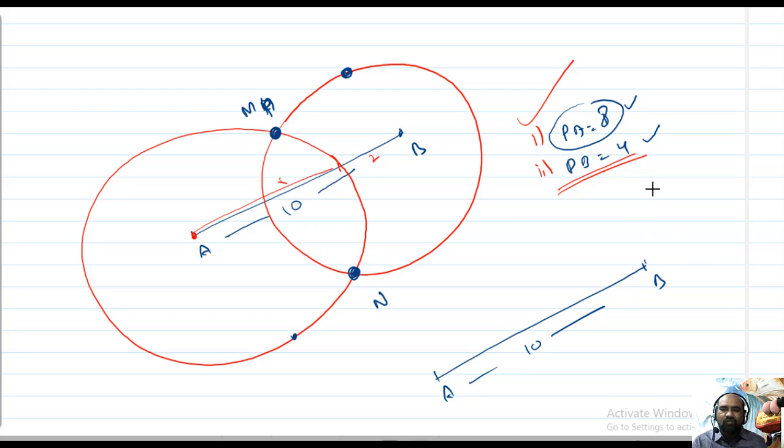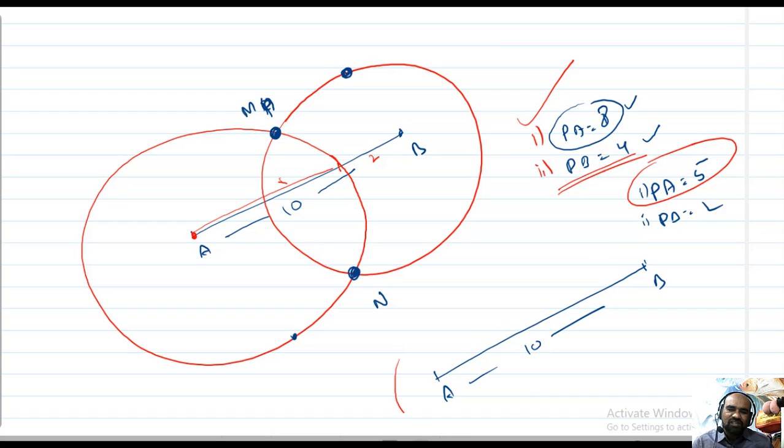But for the same problem, AB is given, the same 10 centimeters. We want to find the locus of point P such that PA equals 5 units and PB equals 2 units. First of all, try to find the locus which satisfies the first condition. The distance from P to A should be 5.